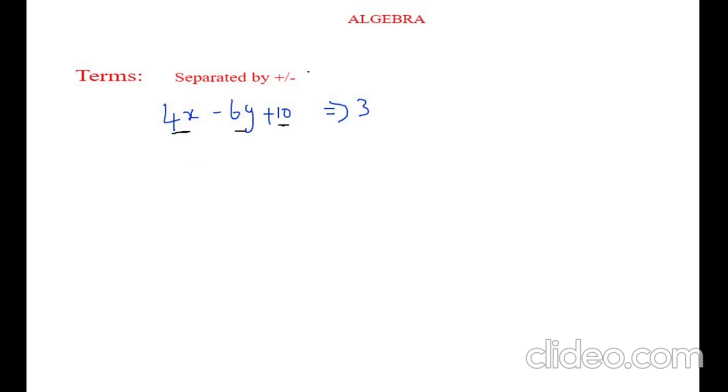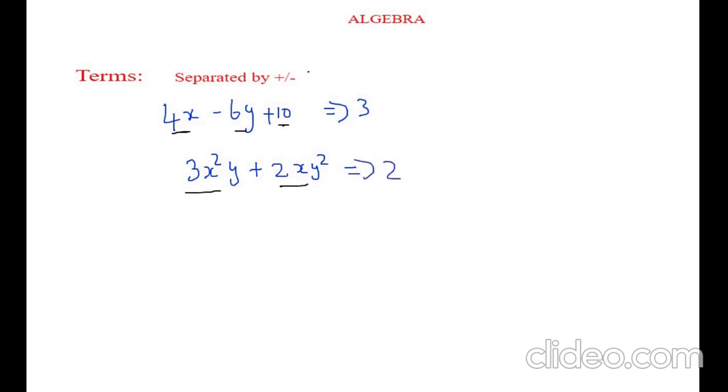Now let's take another example. Suppose we have 3x square y plus 2xy square. Suppose we have two variables in the same term and there are two expressions. We have a plus sign in between. So since there is a plus sign in between, here there are two terms. Here x square y is different and xy square is different. So this is one term and this is another term. So totally we have two terms here.